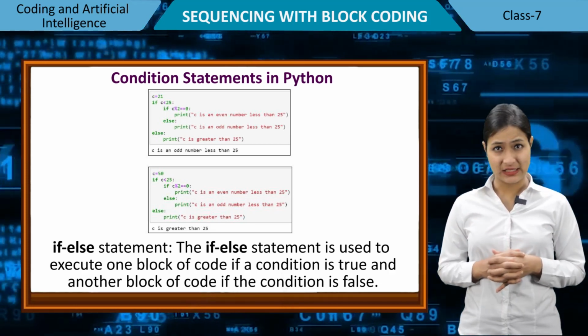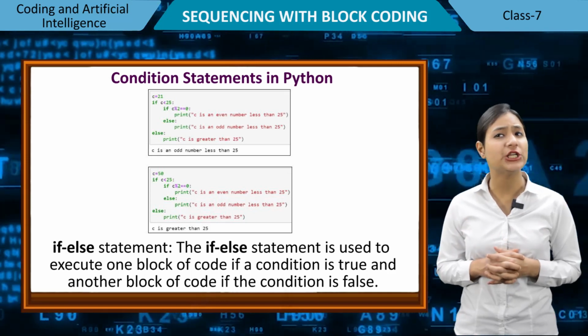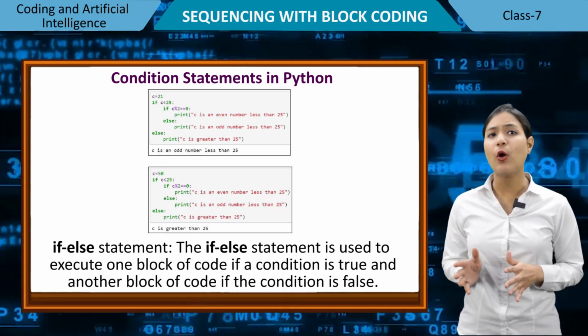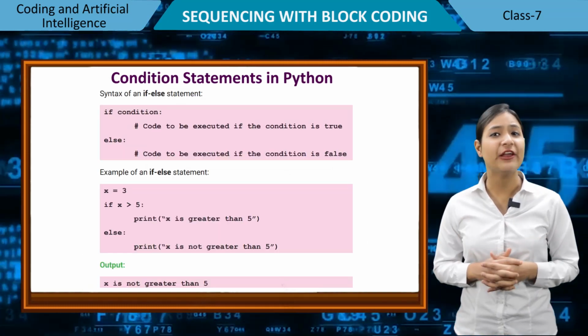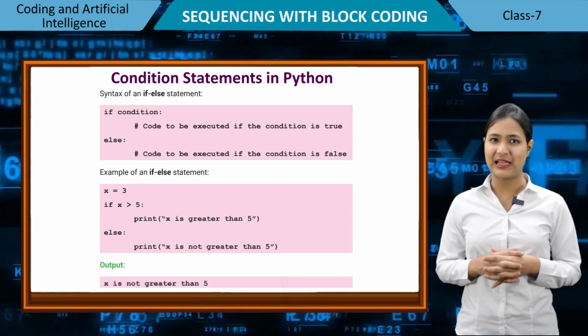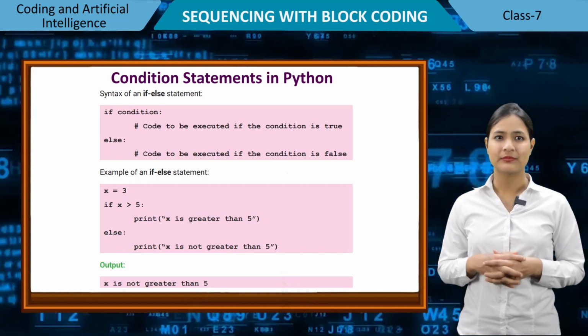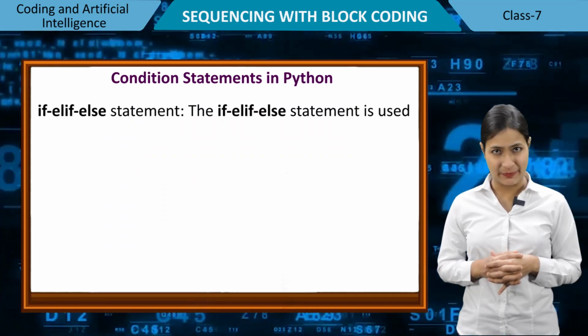Second, if else statement. The if else statement is used to execute one block of code if a condition is true and another block of code if the condition is false. Syntax of an if else statement. Example of an if else statement. Output.